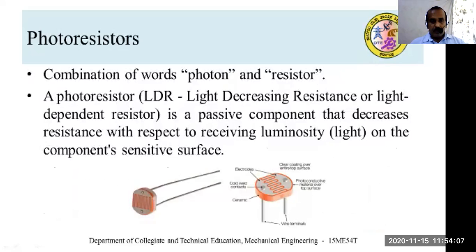Photoresistors. Photoresistor is a combination of photon and resistor. A photoresistor is also called an LDR, light dependent resistor. It is also a passive device which decreases its resistance with respect to the intensity of light on the photoresistor surface.